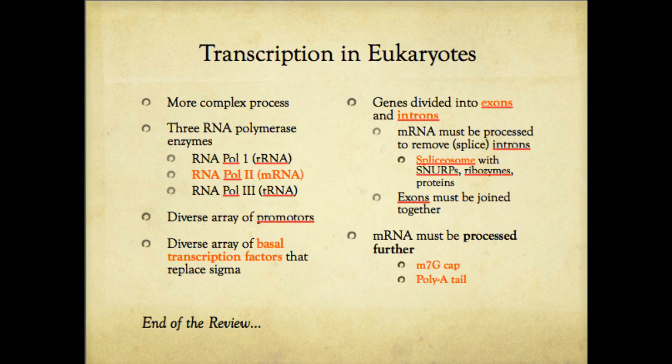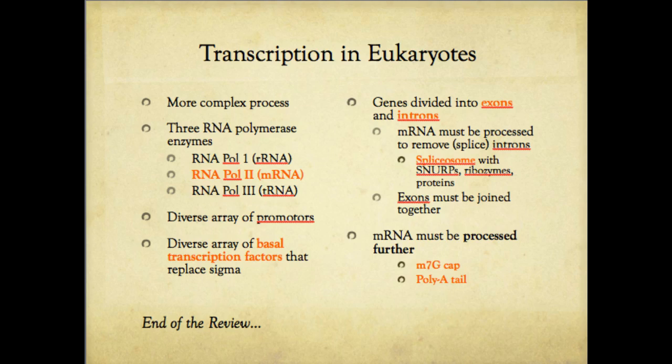Another thing to remember in eukaryotes is that transcription ends with an mRNA that needs to be processed. And in eukaryotes, it's heavily processed. Remember that there are introns and exons in the mRNA. And that means that the introns have to be removed, they have to be spliced out, and the exons have to be joined together. In eukaryotes, the machinery that performs this splicing of the mRNA molecule is called a spliceosome.